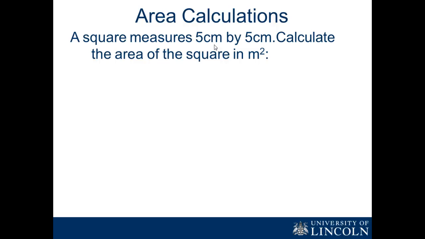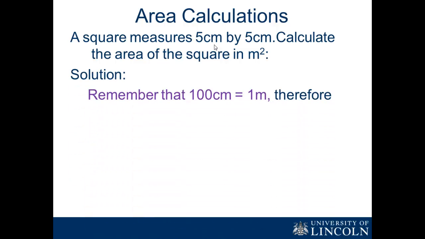And what we need to remember is that 100 centimeter equals 1 meter. What this is saying in essence is that every meter you have equals 100 centimeter. Now we have 5 centimeter. So 5 centimeter is going to be 0.05 meter. You see, 100 centimeter equals 1 meter, so 5 centimeter will be less than 1.